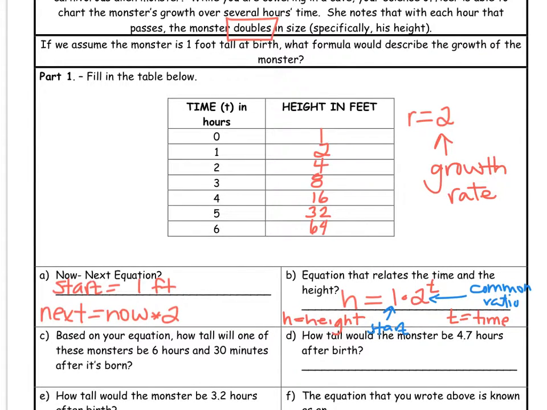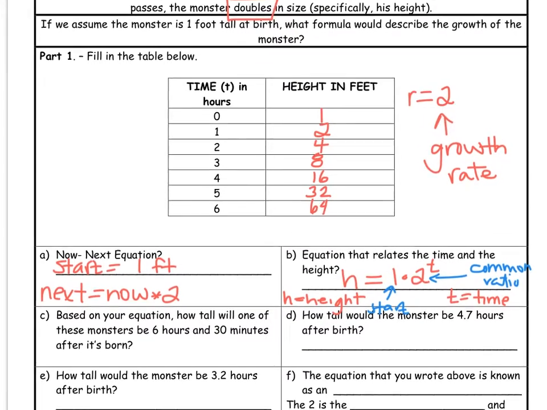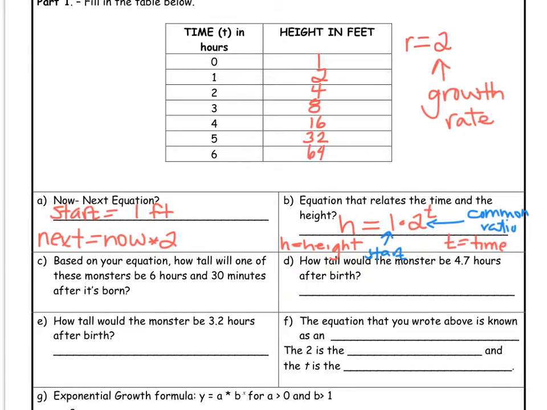So will that work for every geometric equation? It sure will. And we're going to look at a general formula for that in a minute. So based on our equation, how tall will one of these monsters be 6 hours and 30 minutes after it's born? So we're looking at a time of 6 hours and 30 minutes, so that's 6.5 hours. We want to know the height of the monster. It started out at 1 foot. It's doubling, and our time is 6.5 hours. And when we multiply that out, we get a monster that is 90.5 feet tall.